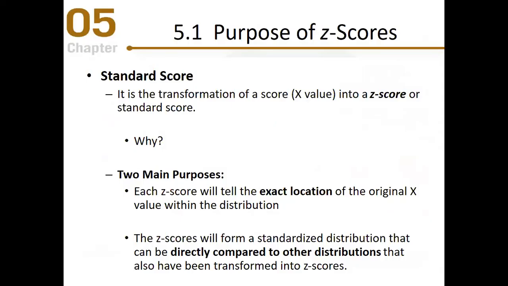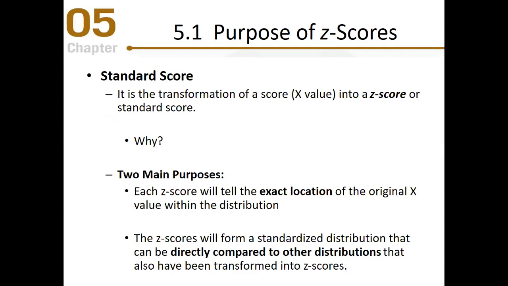Okay, so when we talk about a z-score, we're talking about turning a raw data value into a z-score or a standardized score. Now, why would we do this? Well, there's two main purposes. When we convert a raw data point into a standardized score, we're able to tell the exact location of the original score within the entire distribution of people that took the test. Okay, so it allows us to locate where that particular score falls relative to the entire distribution.